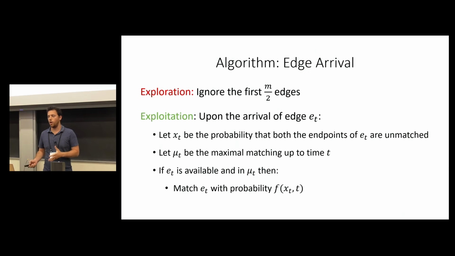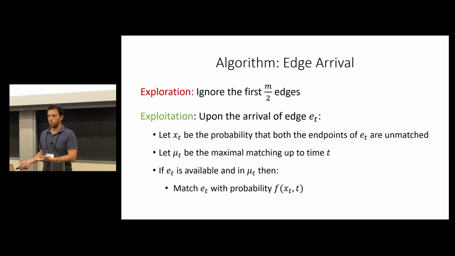Let's move on to the edge arrival. So our algorithm will be very similar, but with a small tweak. So again, we have an exploration phase, and the optimal exploration phase, again, is to wait m over 2, where m is the number of edges. And now we don't need a tweak of just adding the 0 edges and perturbing.